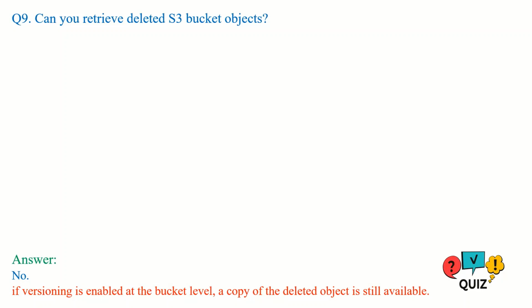If versioning is enabled, the same file is uploaded one more time, maybe multiple times. The different versions, or the frequent changes made to that particular object file, will all be available. So you can still have a backup copy of that file. That's a good attempt. Let's move on to the next one.